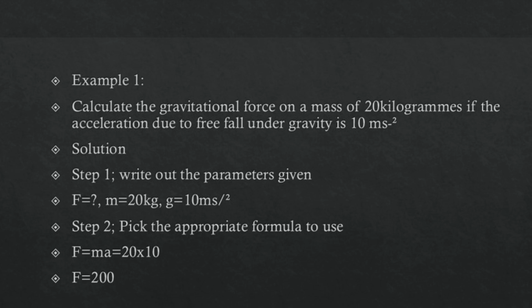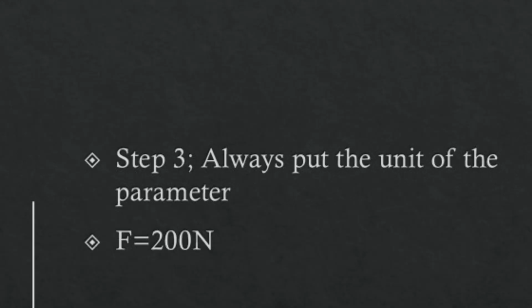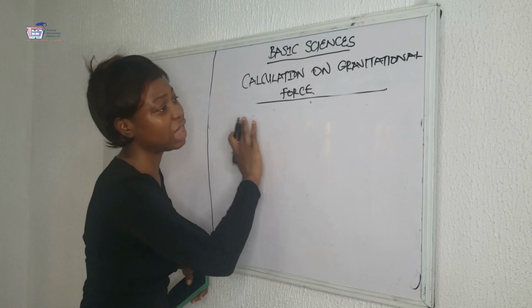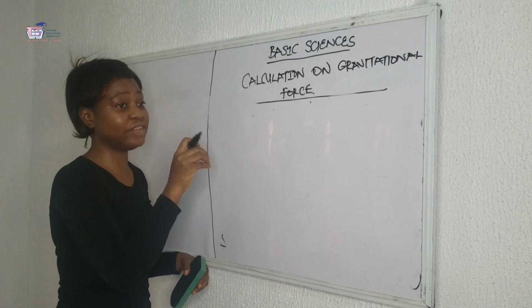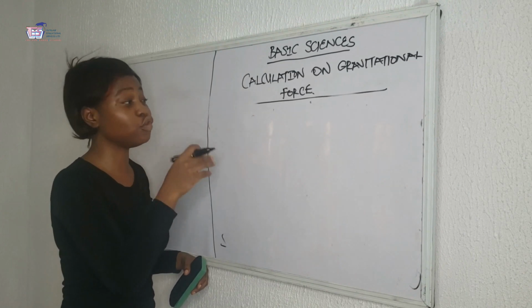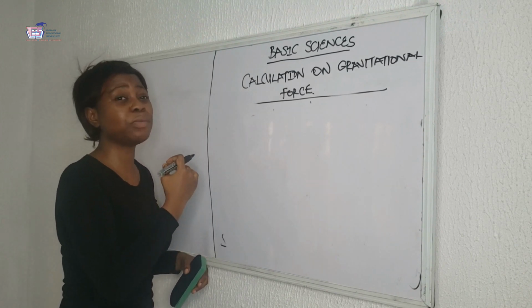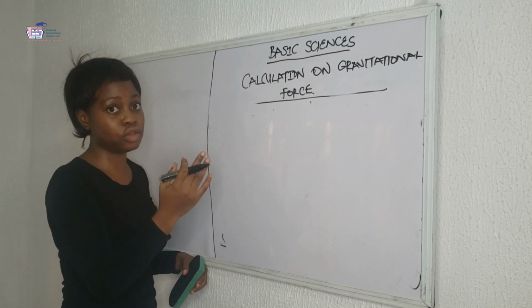Now calculate the gravitational force on a mass of 20 kilograms if the acceleration due to free fall under gravity is 10 meters per second. Now, one thing you have to note about this: when you are answering questions in physical science, you write out all the parameters given. What are the parameters? Those physical quantities you are given, like force, acceleration, mass, you write them out first so that you'll be able to tell what kind of formula to use.